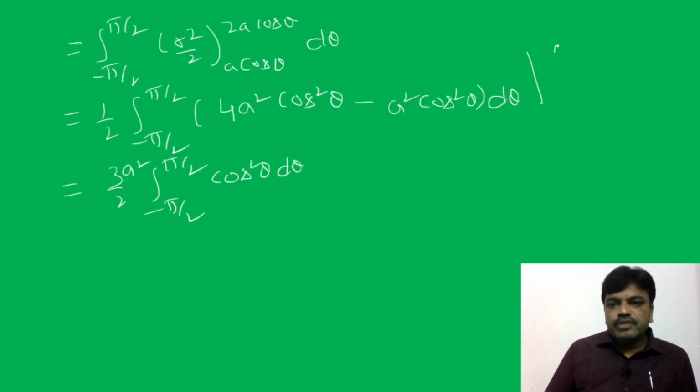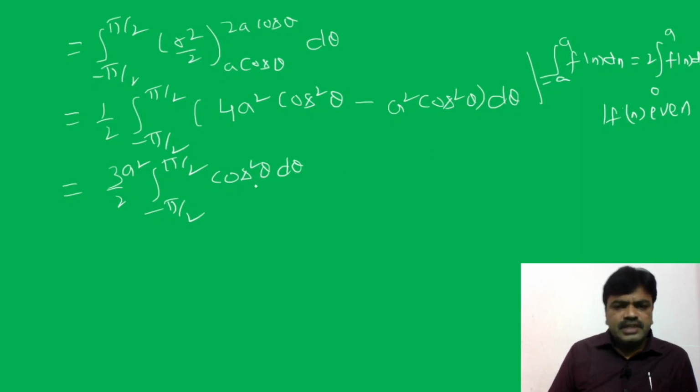Again we have a formula: integral from minus a to a of f of x dx can be written as 2 into integral from 0 to a of f of x dx, when f of x is even. Clearly cos theta is an even function. So 3a square by 2 into 2 into integral from 0 to pi by 2 of cos square theta d theta. The 2 cancels here.